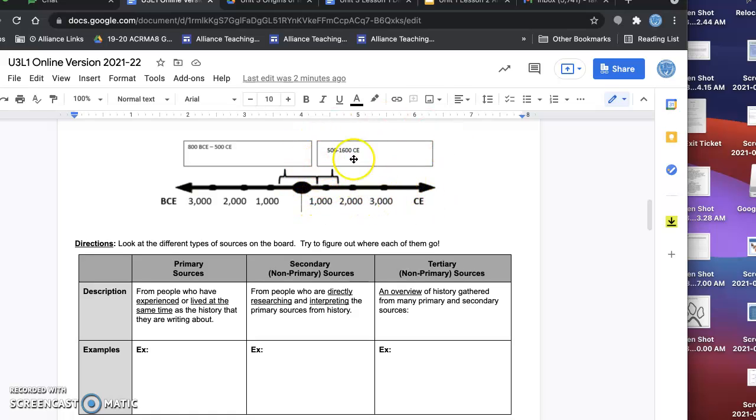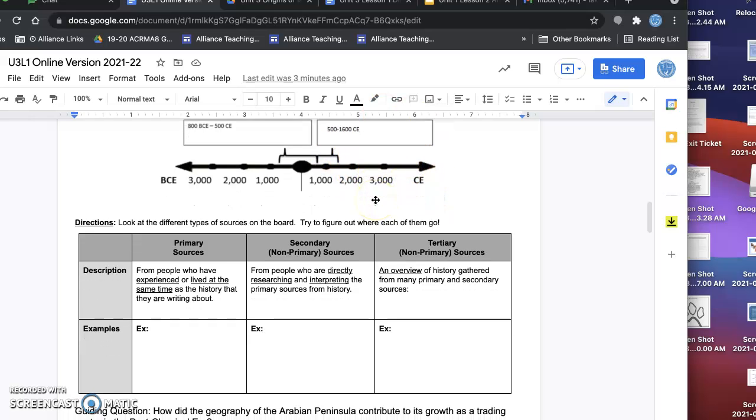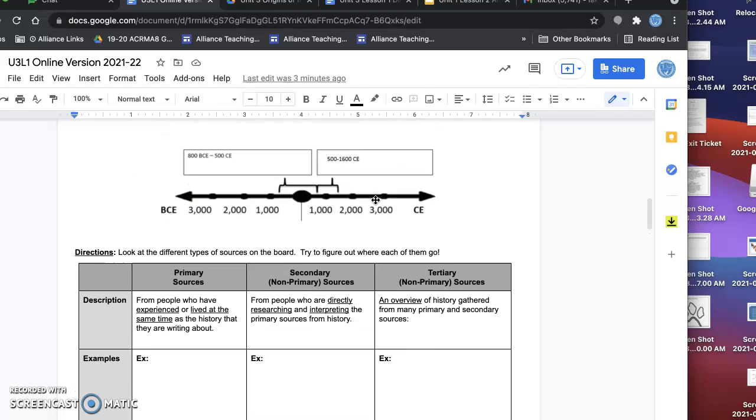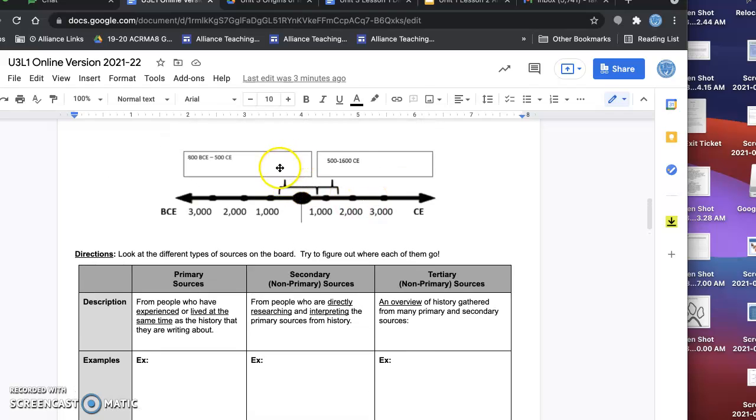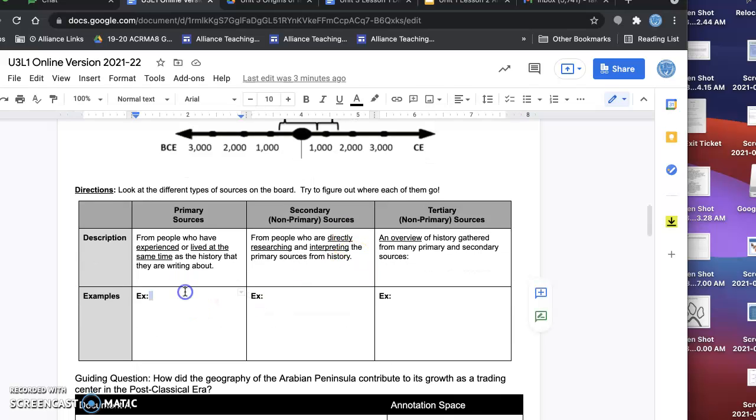This is the post-classical period right here. But like I said, there's nothing to do physically for this timeline. It's just to show you what period and what time we're in. We're in the post-classical period from 500 CE to 1600 CE.